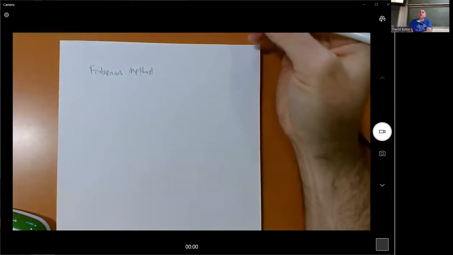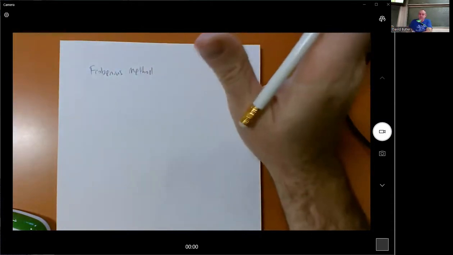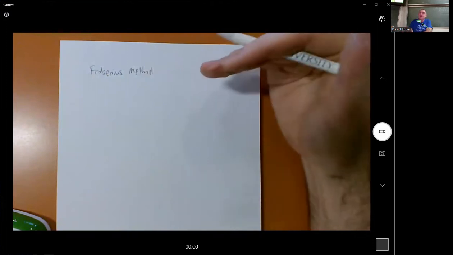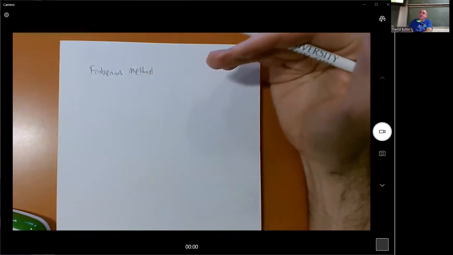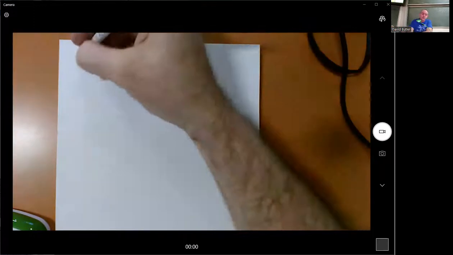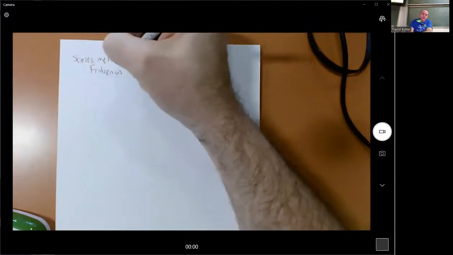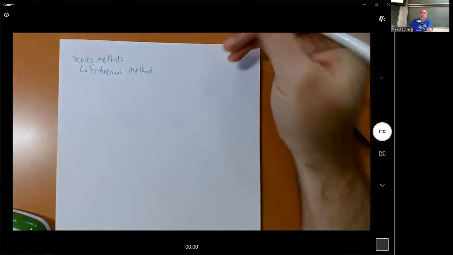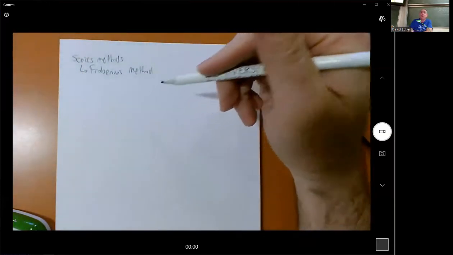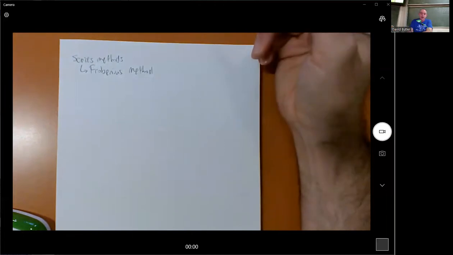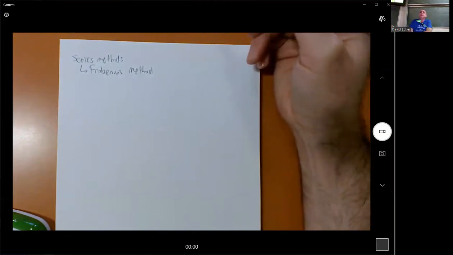Cool. So just to slow that down a bit, that's a series method of solving differential equations. And method of Frobenius is a specific one of those. Is that right? Am I interpreting that correctly? Okay, cool. What else?